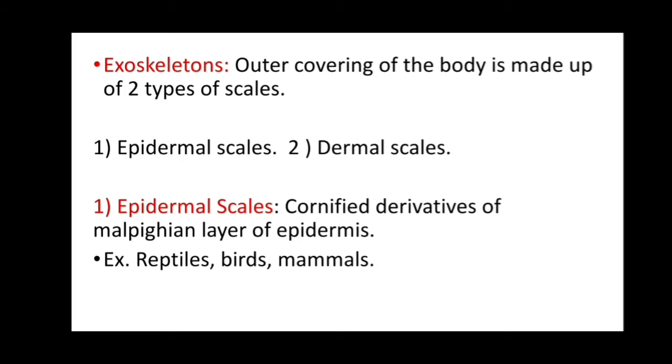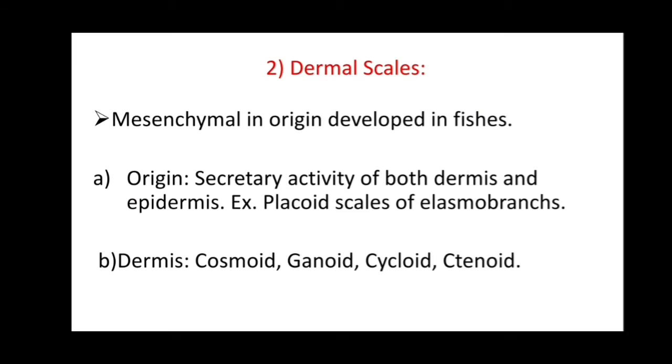So as we know, the exoskeleton is the outer covering of the body, and that is made up of two types of scales: epidermal scales and dermal scales. Epidermis is the upper layer, or the outer layer, of the skin. The epidermal scales are cornified derivatives of the Malpighian layer of the epidermis, for example in reptiles, birds and mammals. The dermal scales are mesenchymal in origin and are developed in fishes.